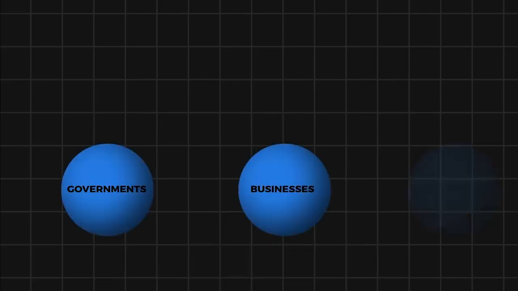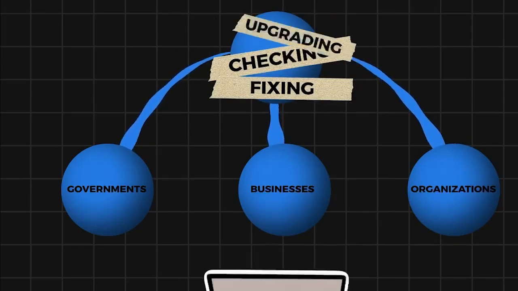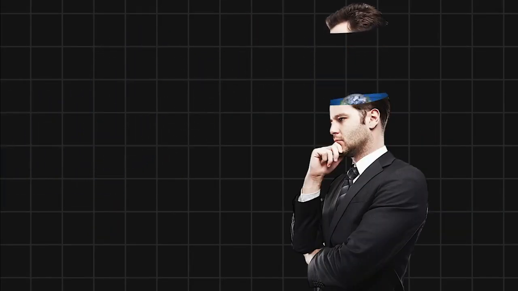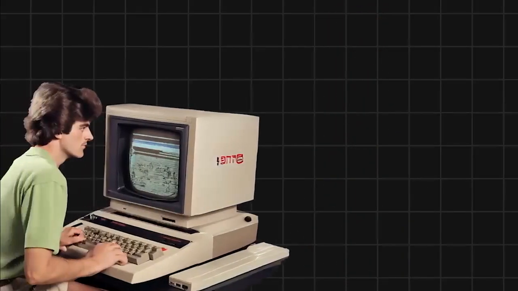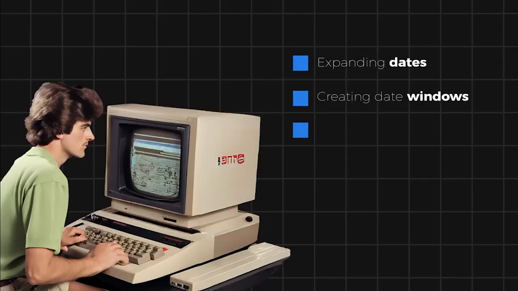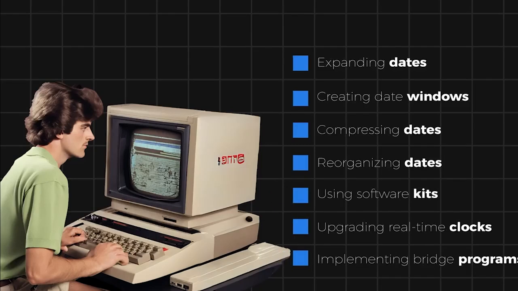Governments, businesses, and organizations collaborated on a massive scale, checking, fixing, and upgrading their computer systems to address the Y2K problem. Most people agreed that the extensive efforts to fix the problem around the world were very important in preventing the expected disaster. Various programming solutions were used to address the Y2K problem. These included expanding dates, creating date windows, compressing dates, reorganizing dates, using software kits, upgrading real-time clocks, and implementing bridge programs. Every method had its own benefits and difficulties, which made the process more challenging.